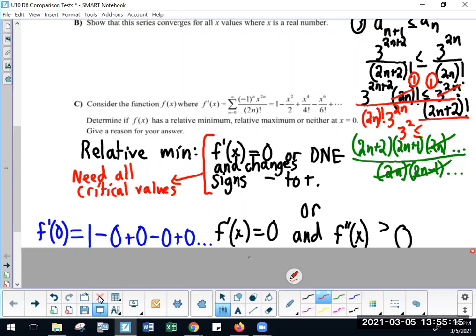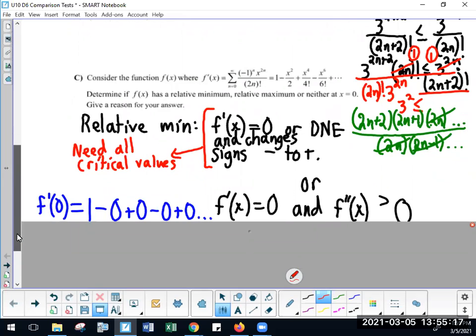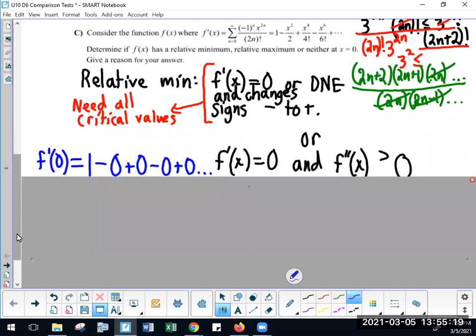So we have to use the second derivative test, which means we're doing this. So the answer should go something like this. We'll have a relative minimum when this is true, a relative maximum when the other thing is true. I'd write that out. And then I'd show that f prime of 0 is 1. Why is it 1? Well, the first term is 1, and then 0 squared is 0. 0 to the 4th is 0. 0 to the 6th is 0.